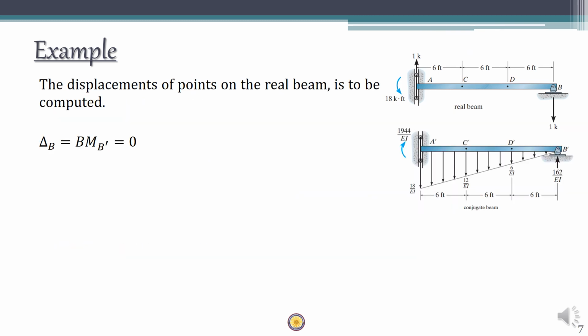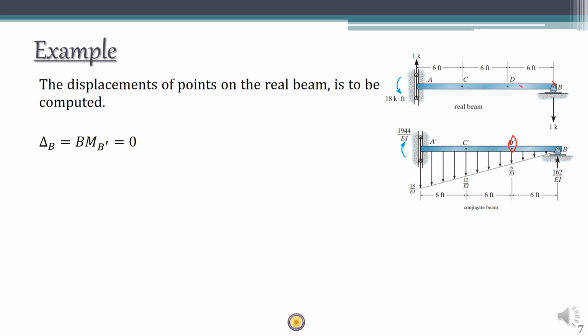You have to find out the deflection at each point on the real beam. Say, you have to find out the deflection at B, deflection at D, deflection at C, deflection at A. So as per the conjugate beam theorem, the only thing you have to do, if you want to find out the deflection, is find out the bending moment at that point in the conjugate beam. Okay. So from the diagram itself it is clear that the deflection at B is going to be 0, right?